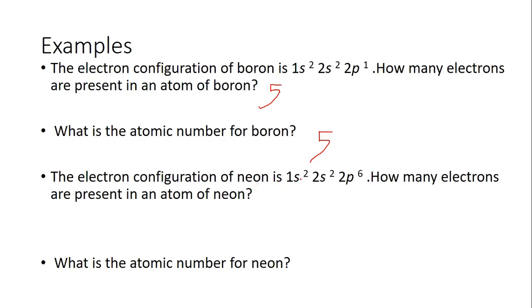Now, if we have this one, 1s2, 2s2, 2p6, how many electrons are present in this atom of neon? You should be adding these superscripts that tell you the number of electrons. These numbers in front are telling you the ring or the energy level, and these are just telling you the sublevel. So 2 plus 2 plus 6 is a total of 10 electrons. And lo and behold, if you recognize that as a 10, it's a Halloween 10. It's scary. I should have done it in orange. Woo! All right. That's the atomic number for neon. It has as many protons as electrons because it's a neutral atom.